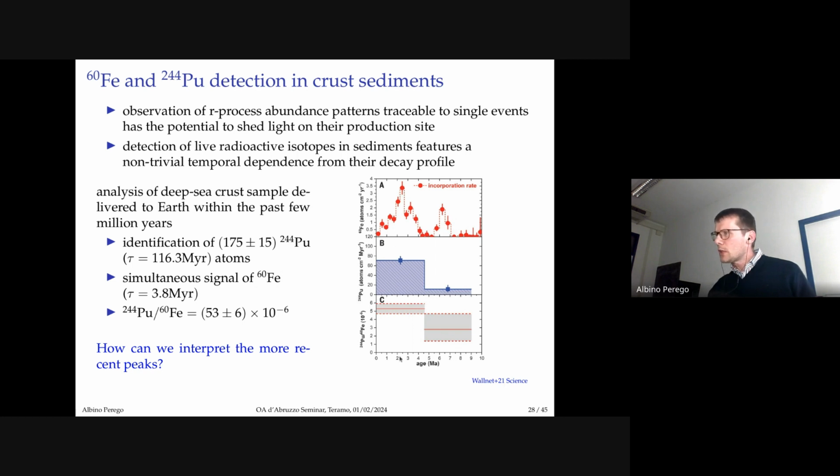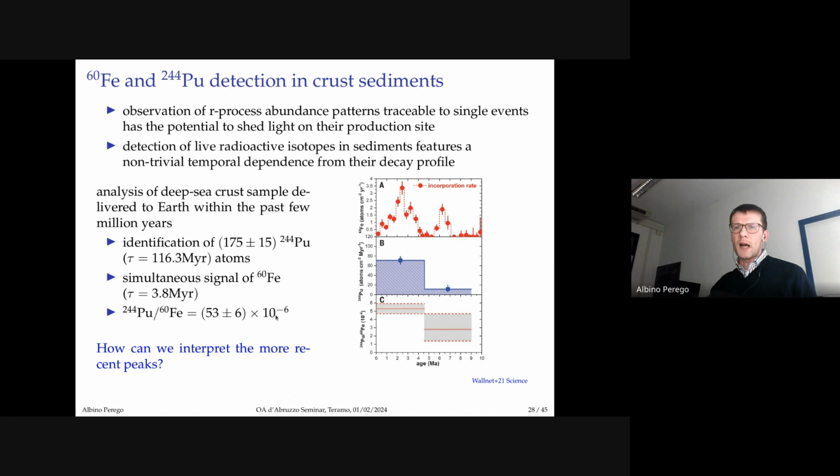And you can see, for example, here in this graph, as a function of the age of the sediment, the fact that the iron-60 has two clear peaks. A first peak around 3.5 million years ago, and a second one that is weaker. This was, as I said, a rather old result, let's say 2015, 2016. The news in 2021 is that in the same sediment, they were able to isolate around 180 plutonium-244 atoms, and they could compute the ratio among the two, and the ratio is of the order of 53 times 10 to the minus 6.